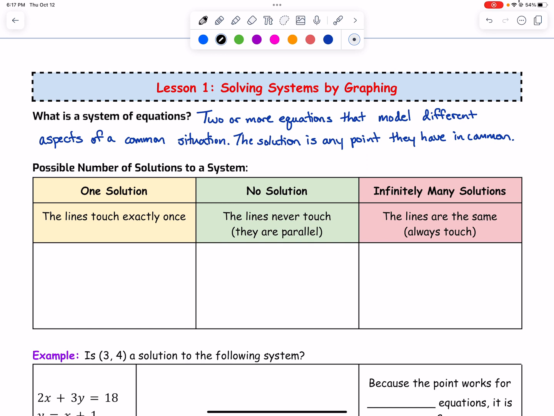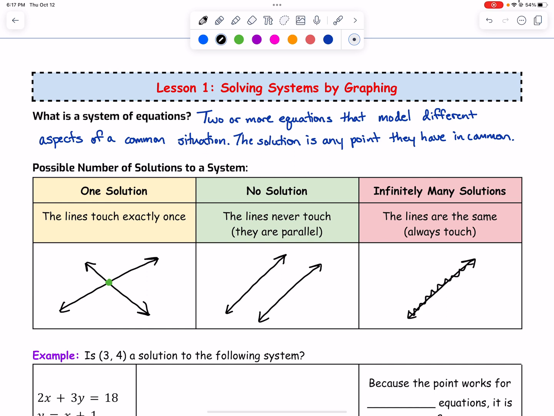Possible number of solutions to a system. Sometimes there's one solution, sometimes there's no solution, and sometimes there's infinitely many solutions. Those are our three options when we have systems of linear equations. When we have one solution, that means we have two intersecting lines and they touch exactly in one spot. Another option is no solution, because the lines will never touch, which means they would be parallel lines. And then sometimes we have infinitely many solutions because the lines are actually the same line and they touch everywhere because they're the same.